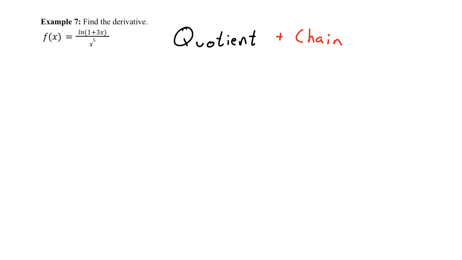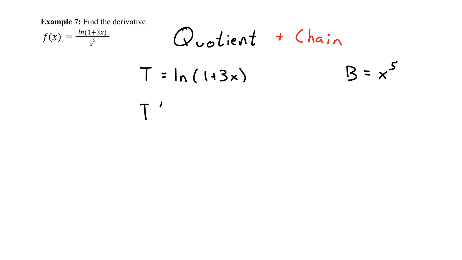So when we're starting with multiple derivative rules, I like to slow this down as much as possible. We're going to start with what's the top part, what's the bottom part. So t in this problem is natural log of 1 plus 3x. b in this problem is x to the fifth.